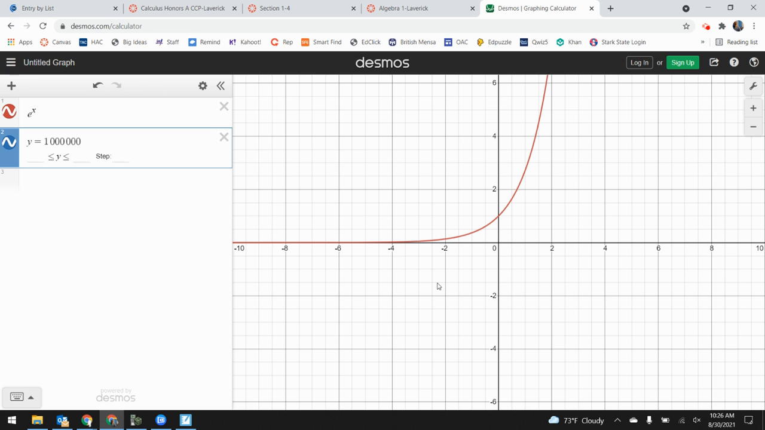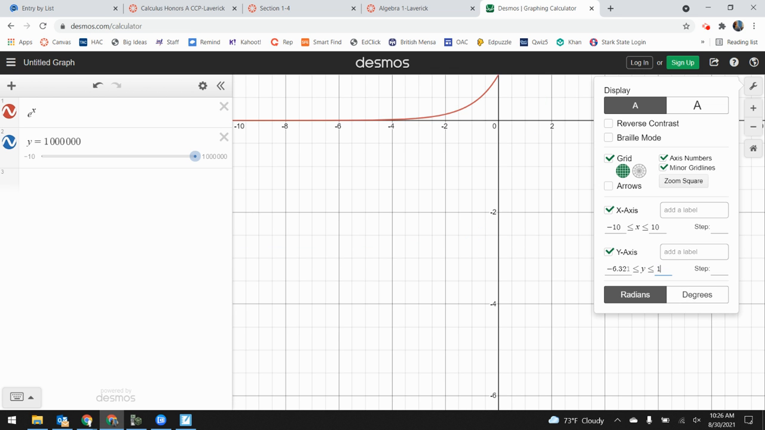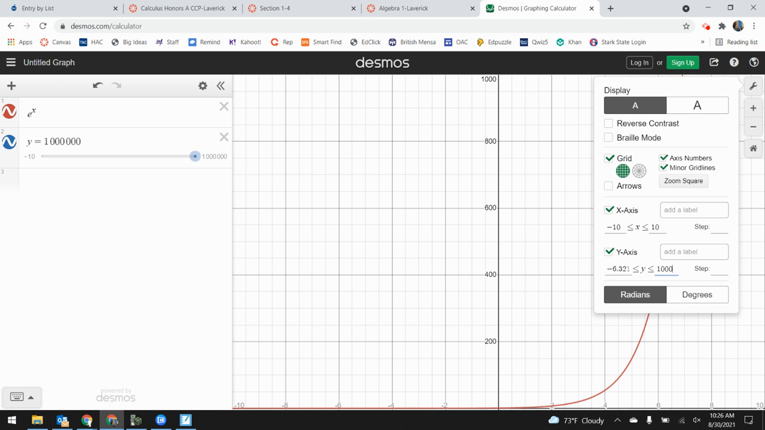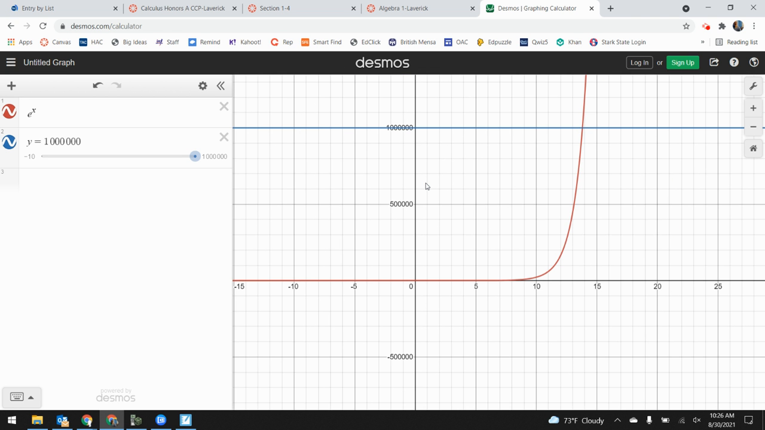Okay. Now, I can actually go in and change my window in the settings. And so I'm going to make my y-axis 1,000,000. Let's go like 1,100,000. Oh no, let's not go that far. So 100. Okay, there it is. I see my y equals 1,000,000. Where's my intersection point? 13.8 is the number. 13.8. Who got the closest?